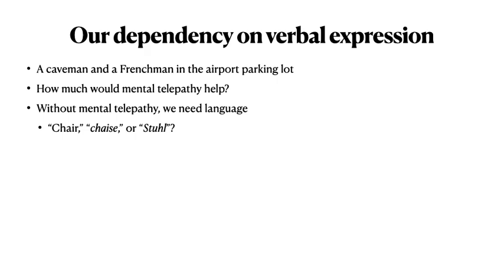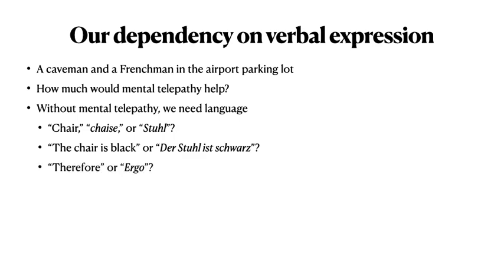This is also true for our judgments. I can say the chair is black, that's a judgment about the chair, or I can say der Stuhl ist schwarz in German, and that's the same thing. Those two different propositions in different languages express exactly the same judgment about the chair. And even with inferences, I can say therefore to show that I am making an inference, or in Latin I might say ergo. In fact, ergo is common enough that that is a Latin word that has made its way over into English.